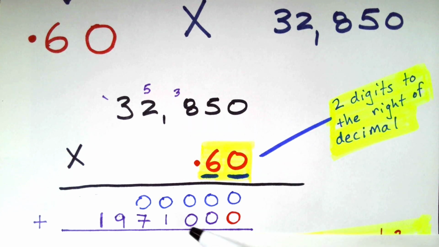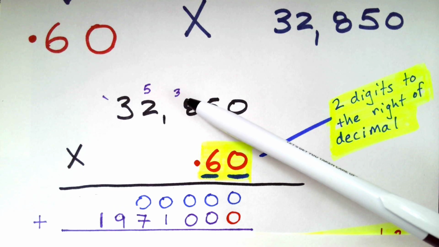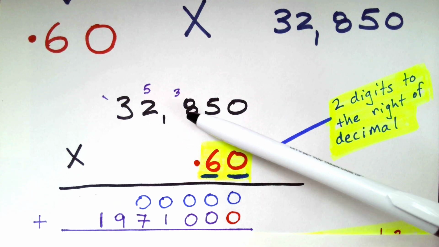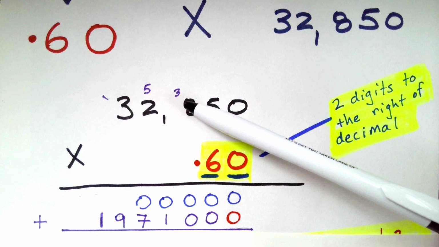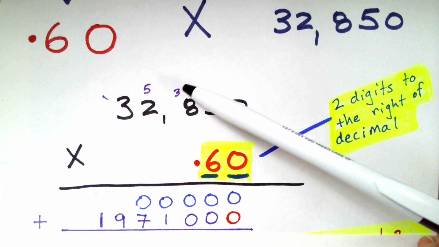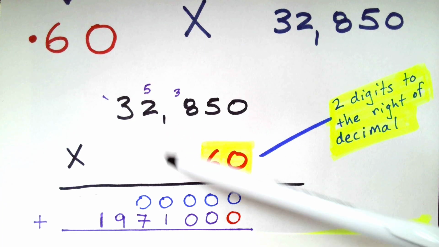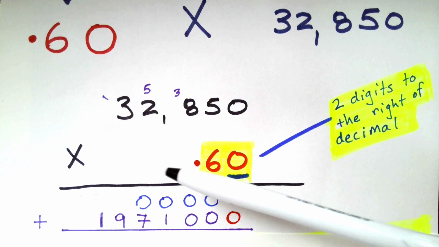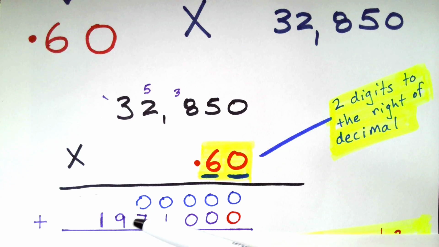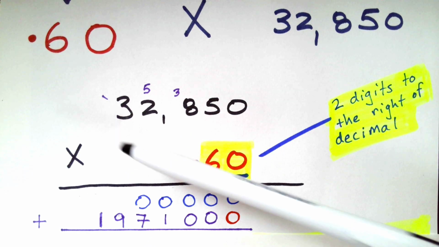6 times 5 is 30. I put the 0, I carry the 3. I'm going to add it to my next product. 8 times 6 is what? 48. So add the 3: 48, 49, 50, 51. I put the 1 here and carry the 5. 6 times 2 gives me a product of 12. 5 plus 12 is 17. I put the 7 down here and I carry the 1. I'm going to add that 1 to my next product.